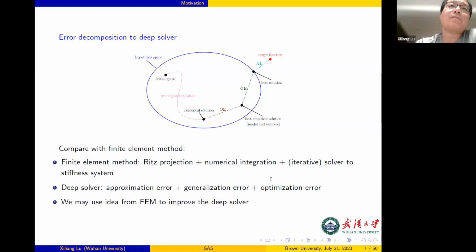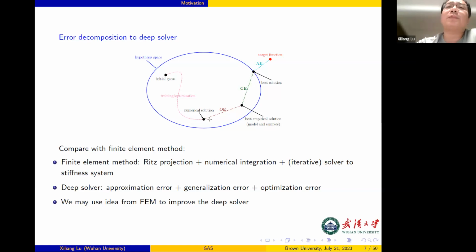For these deep solvers, we always want them to perform well. If we are concerned about the error between the target solution and our numerical solution, basically it can be decomposed into three parts: the approximation error, the generalization error, and the optimization error.